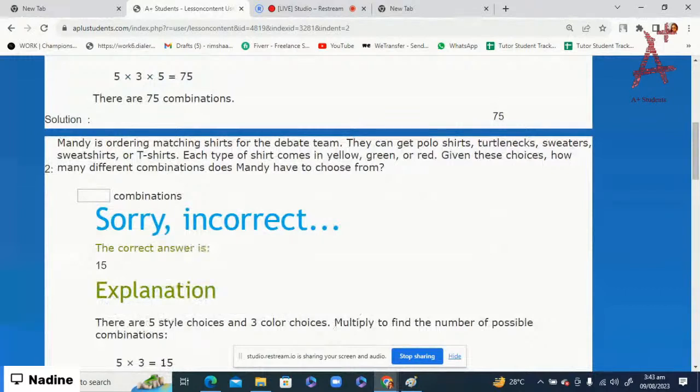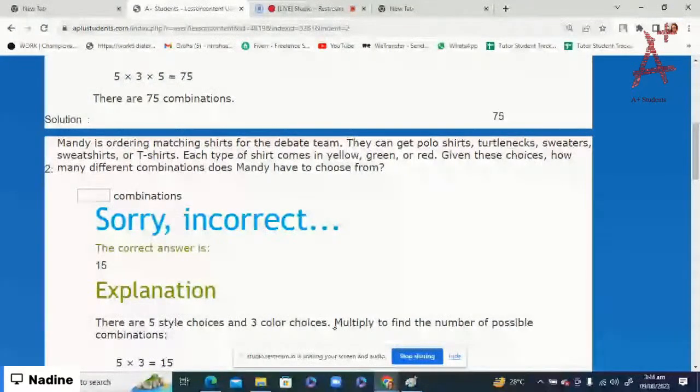Okay? They can get a polo shirt. First shirt is for the polo. Then the second shirt is the next. Then the sweater. Then the sweatshirts. Then the t-shirts. Now each type of shirt comes in yellow, green, or red. Given these choices, how many different combinations does Mandy have to choose from?